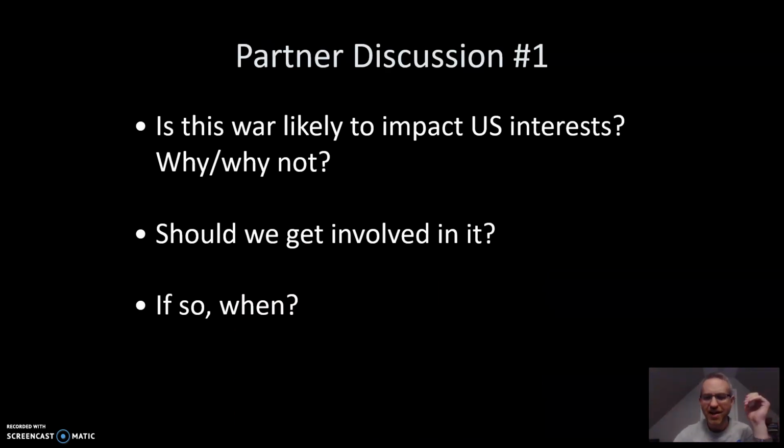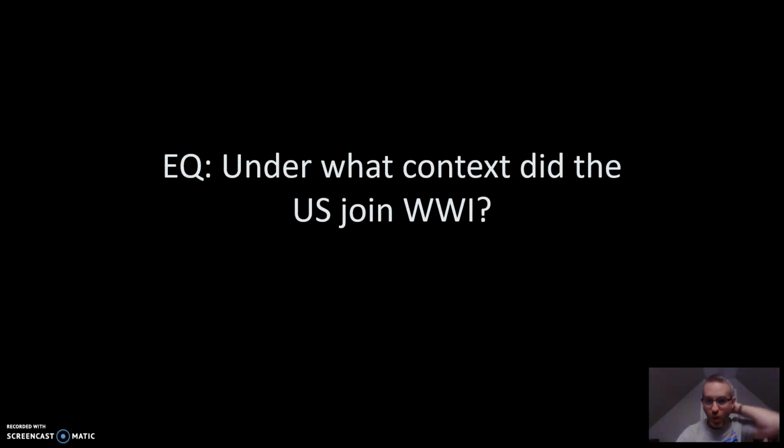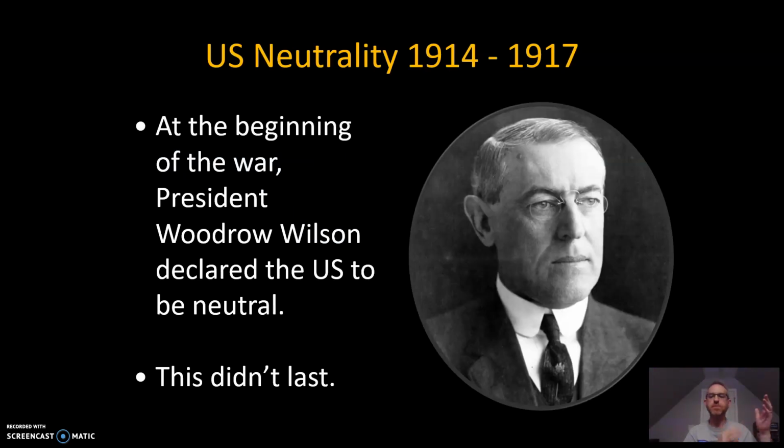Now, here's the question. Is this going to impact us? Like, this is American history. This isn't European history. So should we get involved in it? And if so, when? So the question is, why in the world do we get involved in World War I? Well, we start out with Woodrow Wilson in 1914 when the war is going on, and he's like, no, we are going to be neutral. We are not going to get involved in this, and of course it doesn't actually last. It will last, as you can see up top, until 1917, which is almost the end of the war. The war ends in 1918, okay?